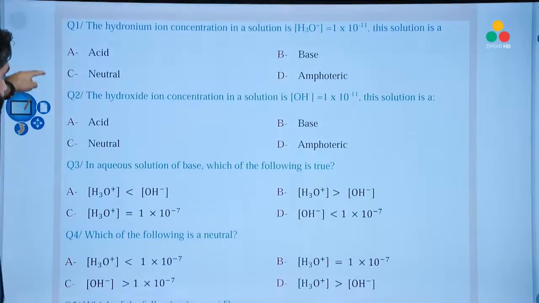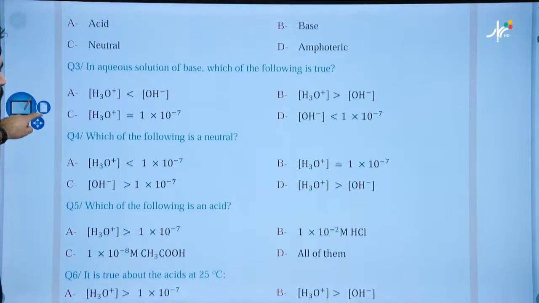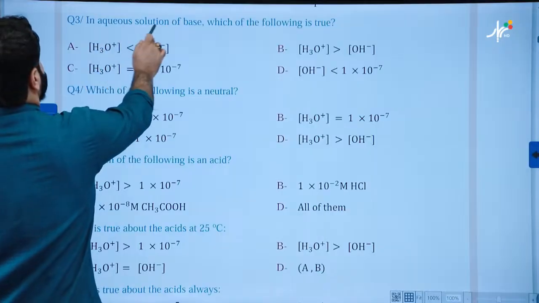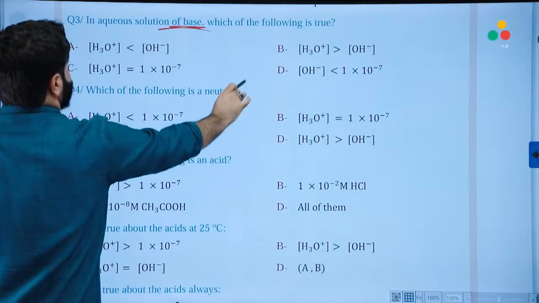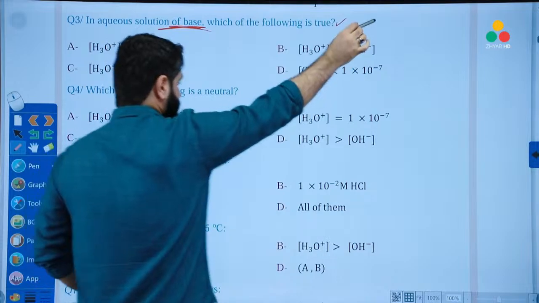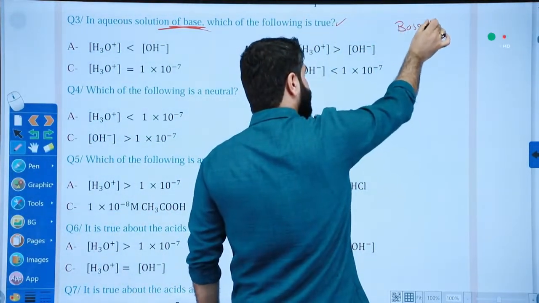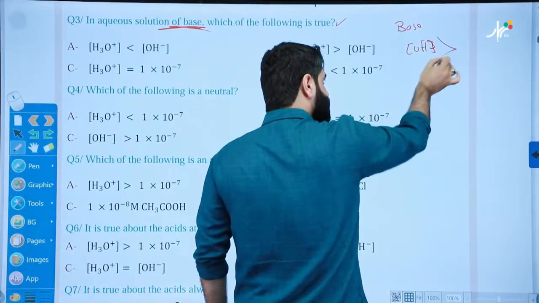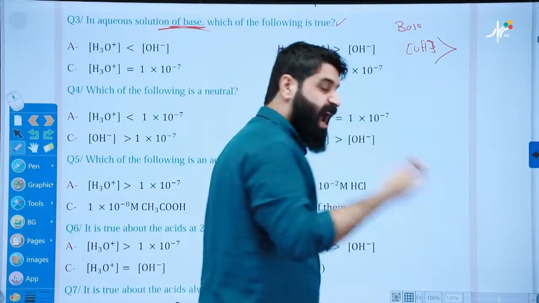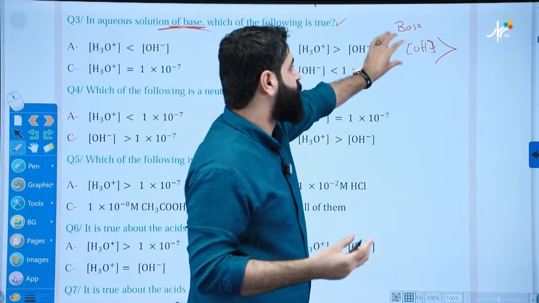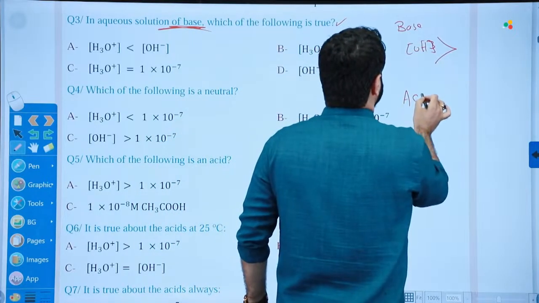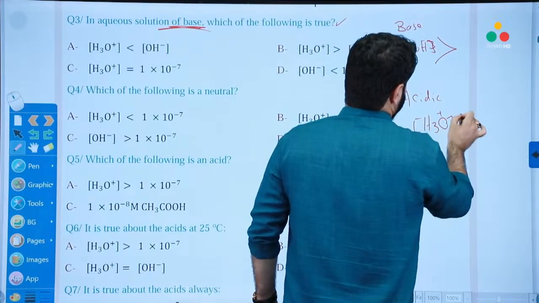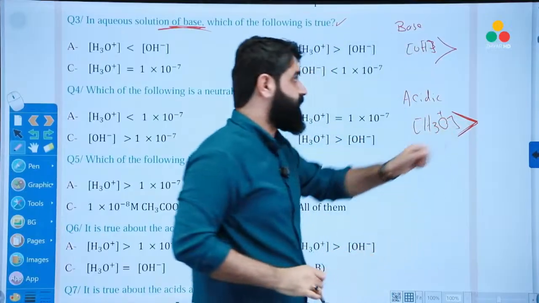Let's have some practice from here. An aqueous solution of base. Which of the following is true? For the base, for the basic solution, OH must be here. For the basic solution, OH must be here. For the acidic solution, H3O must be here. H3O must be here. Easy?